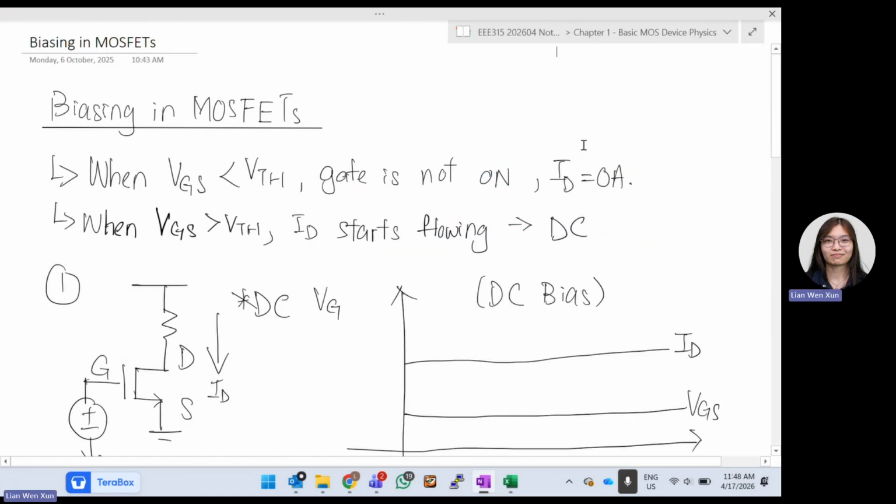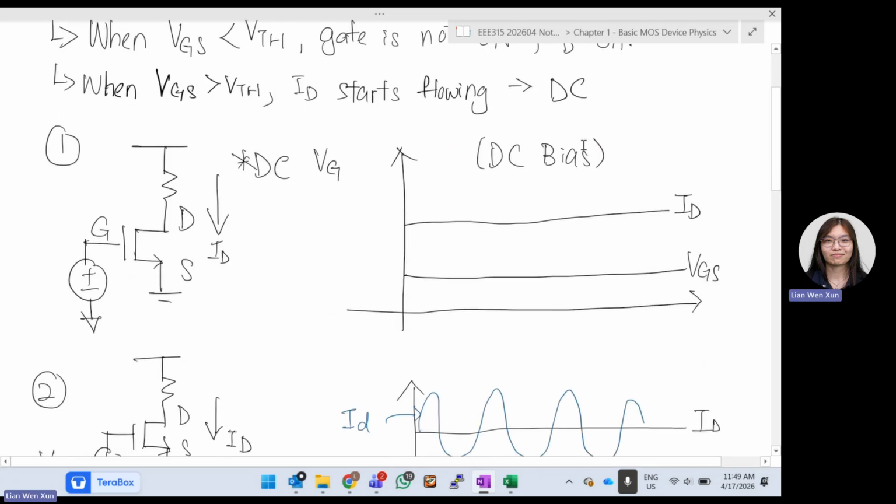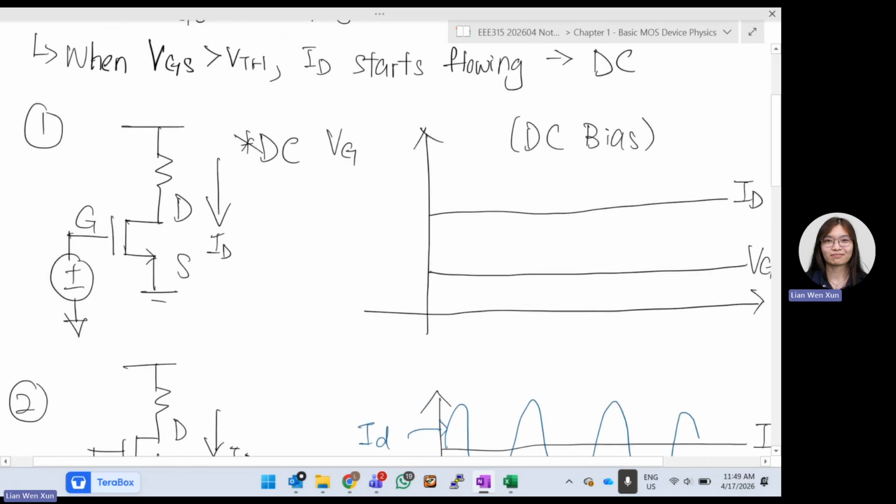Okay, the next one is biasing in MOSFET. So we say that when the gate-source voltage is lower than VTH, the gate is not on. ID is equal to 0. And then when VGS is more than VTH, ID starts flowing. But every time we are observing in terms of DC voltage still. We pump a 1 volt DC source over here, and then my ID starts flowing. So if you pump a DC source, your current is supposed to be DC also. It won't suddenly go AC.